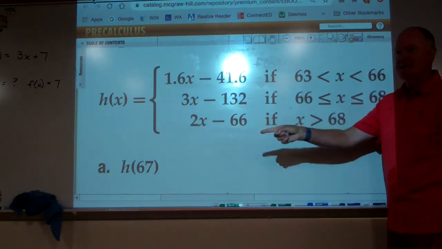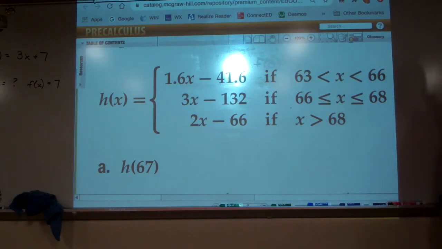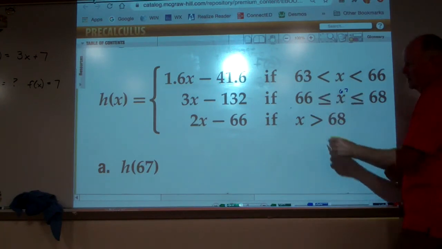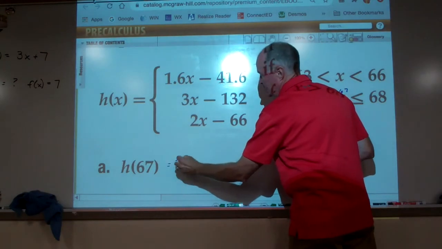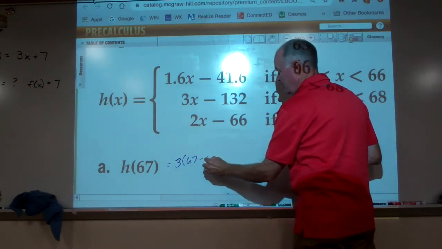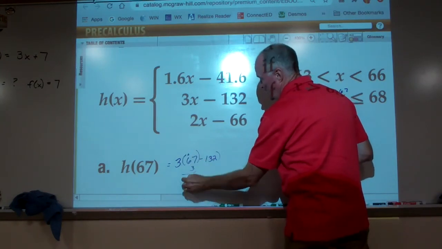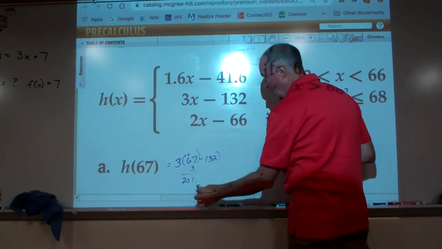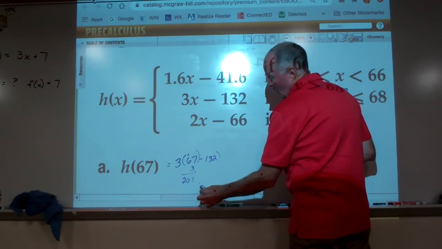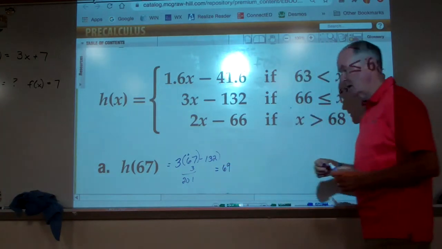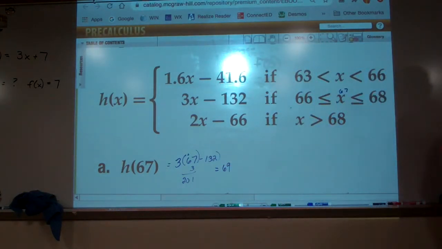Okay? So I've got 67. 67 fits into which level? Middle, right? So 67's right here. So I'm going to go 3 times 67 minus 132. Ooh, that's a big 3 times 67. 1, carry the 2, 18. 201 minus 132. 68, 69? Boom, I think. Okay? And there's your answer. So that works.